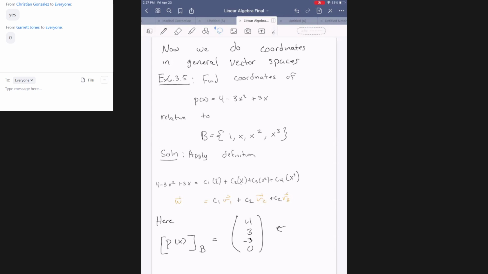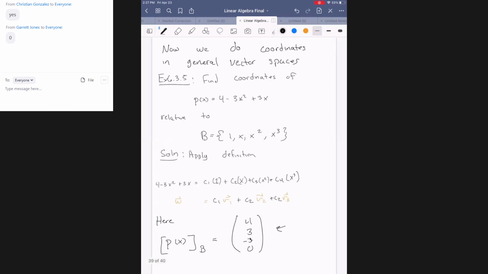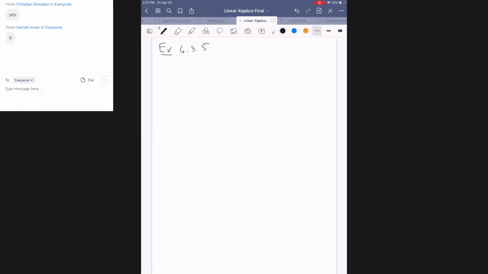Yes. So we still have 3 minutes, so this is the next thing I want to do. Continuing from the example, 6.3.5: find the transition matrix P for the basis B. Or in this case it would be B to B.